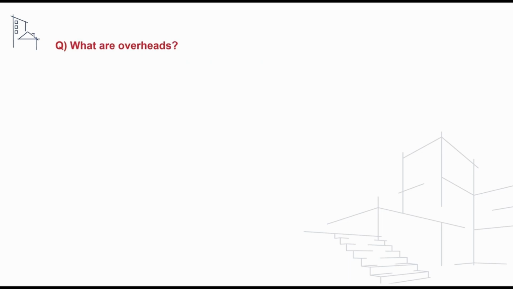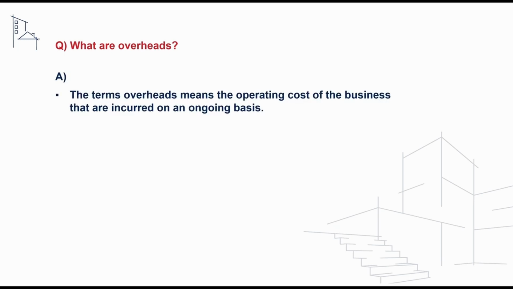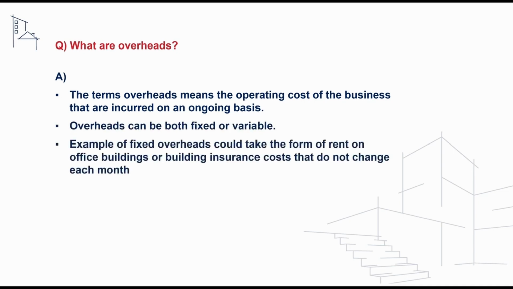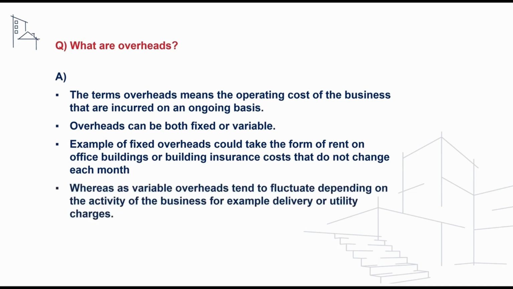We may also be asked a question on our understanding of the term overheads, and to address this we can say that overheads means the operating costs of the business that are incurred on an ongoing basis. Overheads can be both fixed or variable. For example, fixed overheads could take the form of rent on office buildings or building insurance costs that do not change each month, whereas variable overheads tend to fluctuate depending on the activity of the business, for example delivery or utility charges.